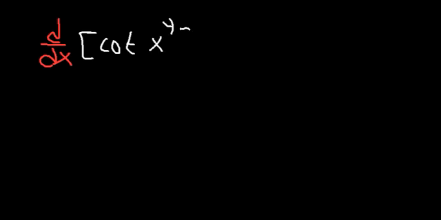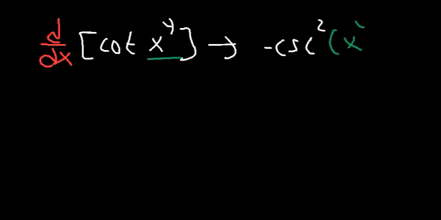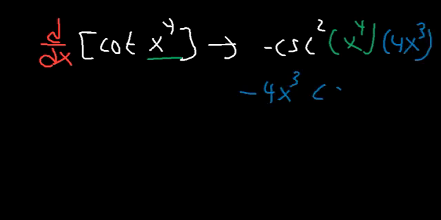So let's try one more. Let's say if we want to differentiate cotangent of x to the fourth. The derivative of cotangent is negative cosecant squared. Then keep the angle the same, so x to the fourth, and then differentiate x to the fourth, so 4 times 4x cubed. So we can write this as negative 4x cubed cosecant squared x to the fourth power.